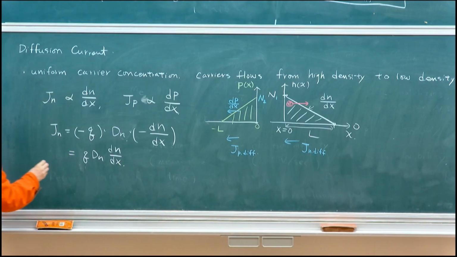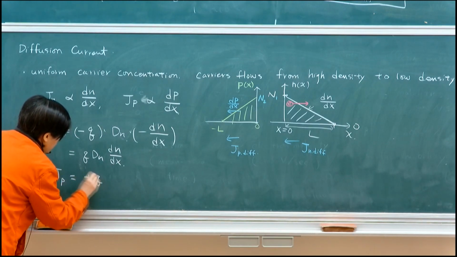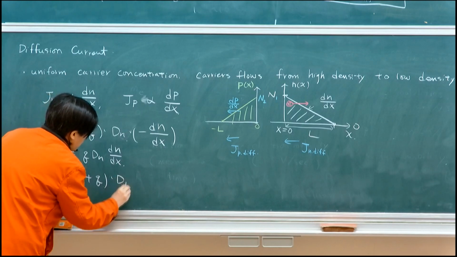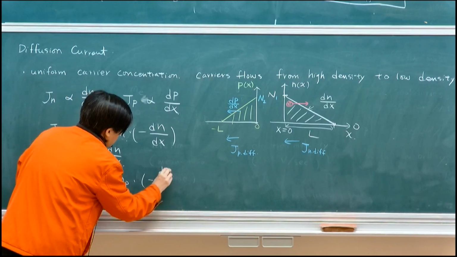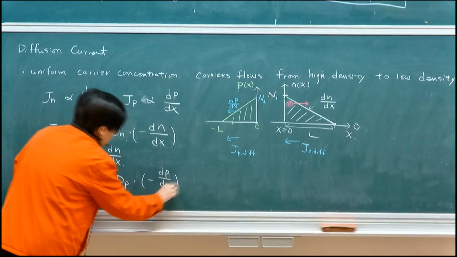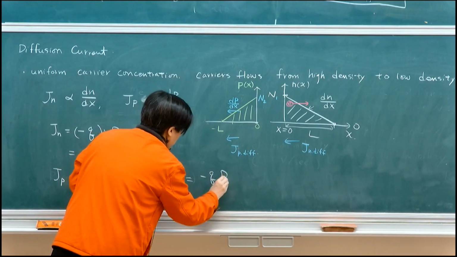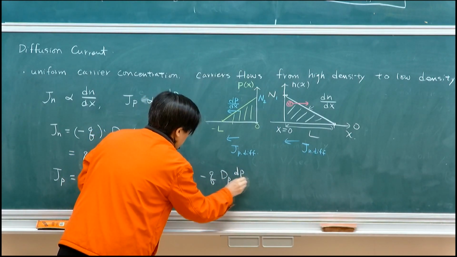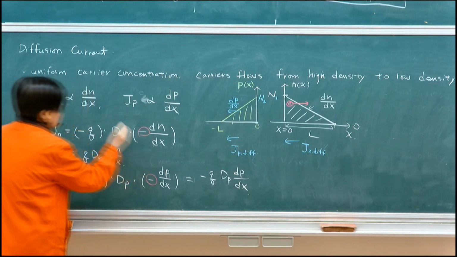We can do the same thing for holes. Holes are positively charged, but the diffusion direction is always the inverse of dp/dx. Therefore, you get a minus sign up front, because it's a positive charge. But the moving direction is always inverse to the gradient's direction.